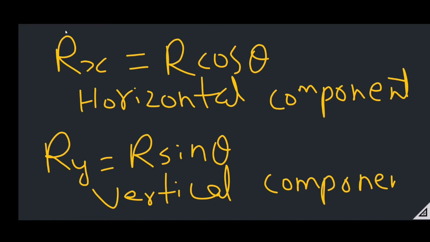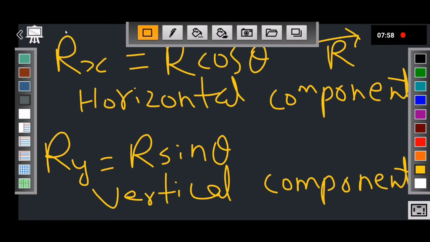This is the formula you have to know. If we have r vector in the rectangular plane, then the horizontal component is r cos theta, which is denoted by rx, and the vertical component is r sin theta, which is denoted by ry. Then let's see the magnitude of the vector.